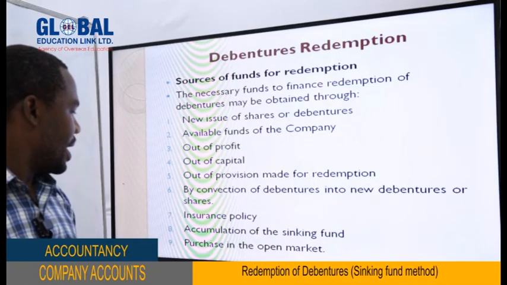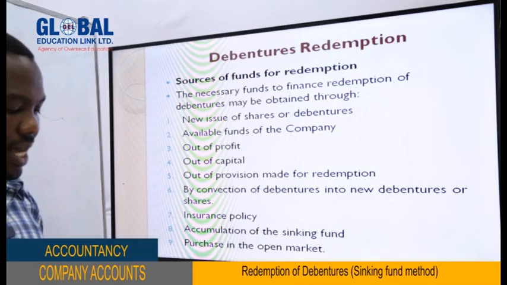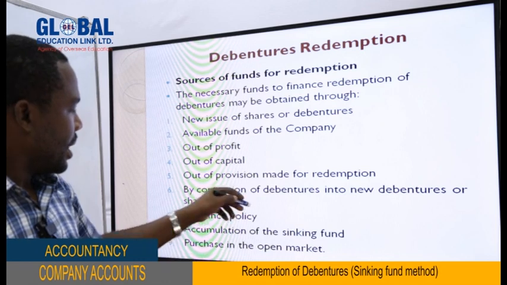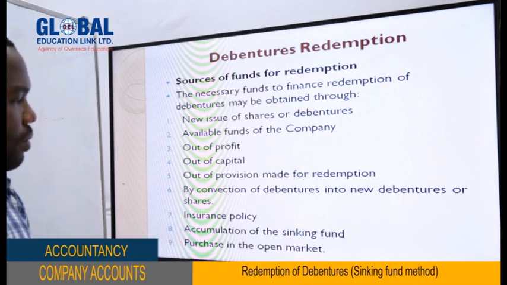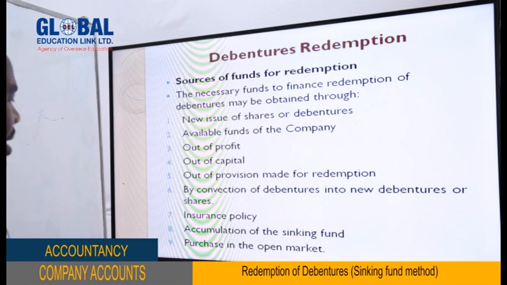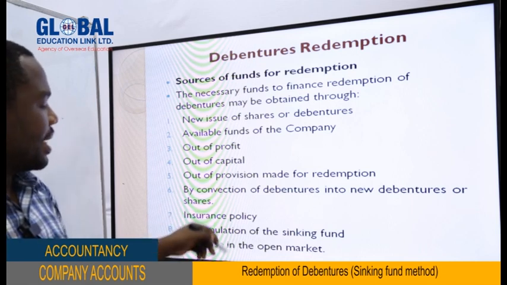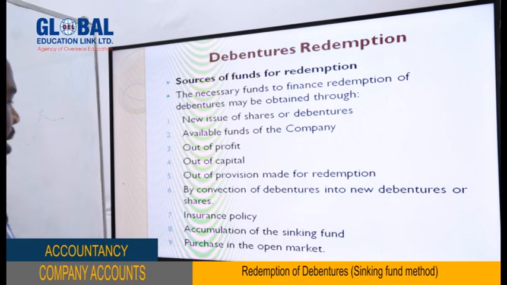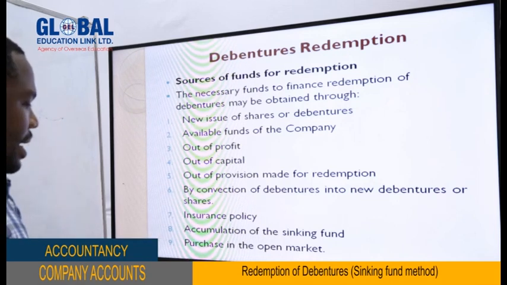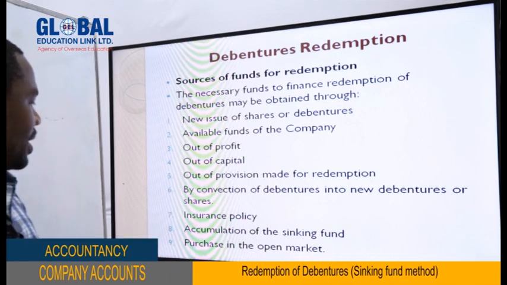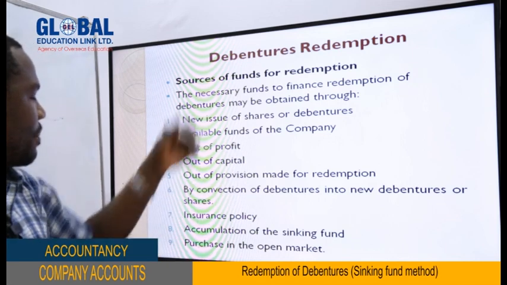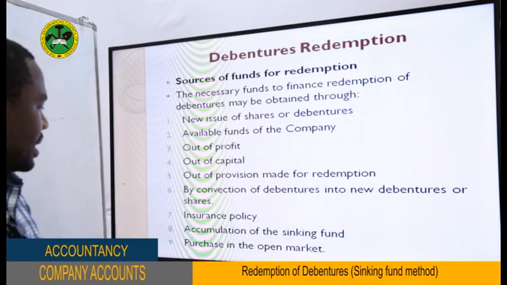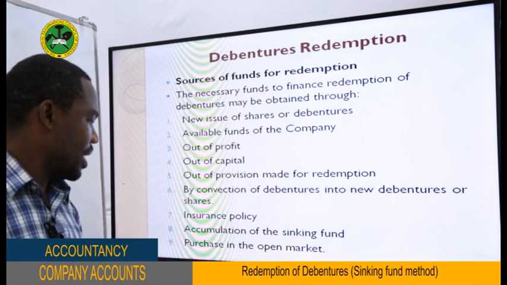You may use the insurance policy, where the amount that is required to buy back these shares may be set aside annually and invested in an insurance policy. And after the expiry period, you'll have a sufficient amount from the insurance policy to repay the debenture, the accumulation of sinking fund.